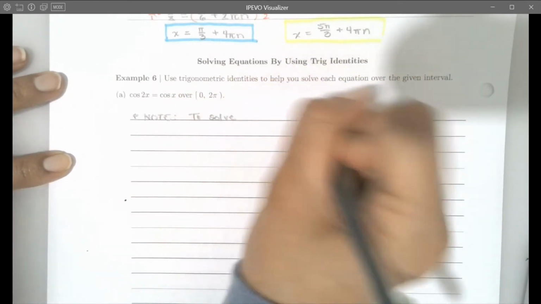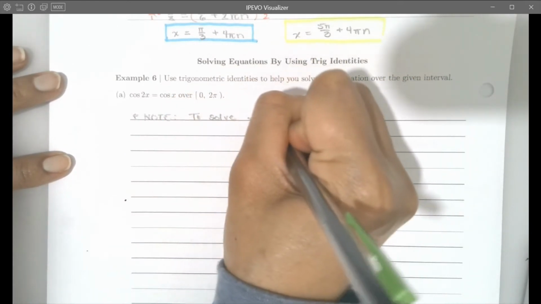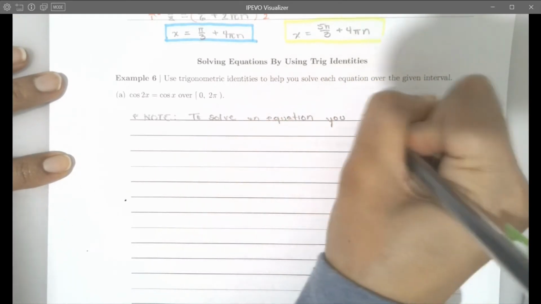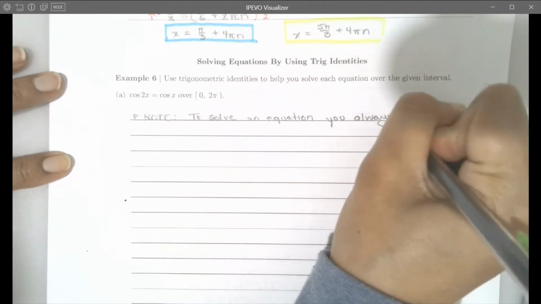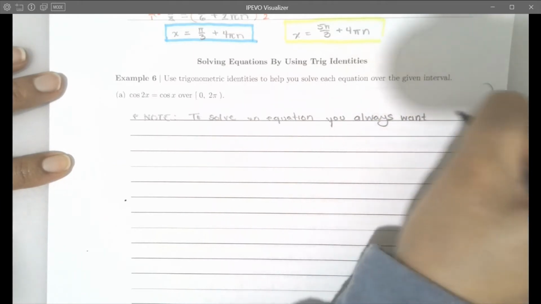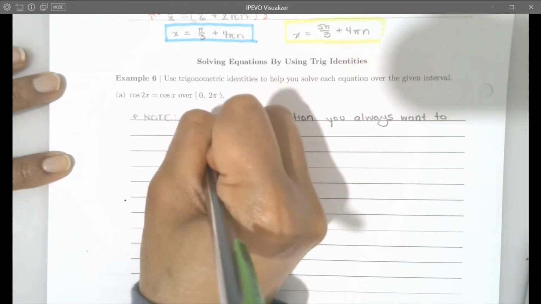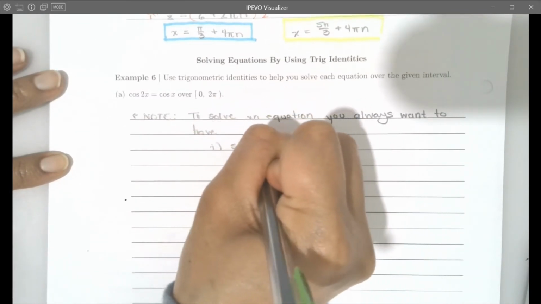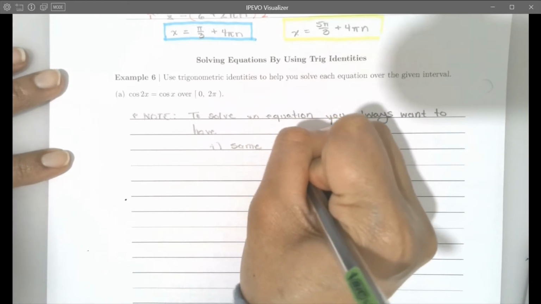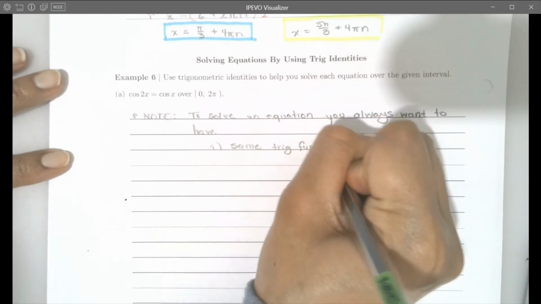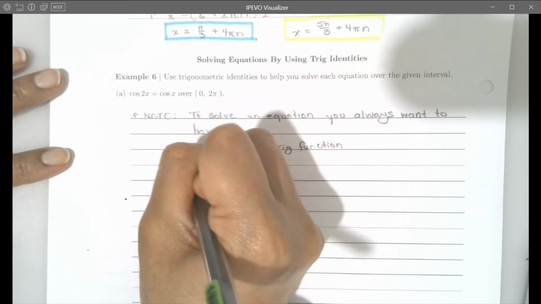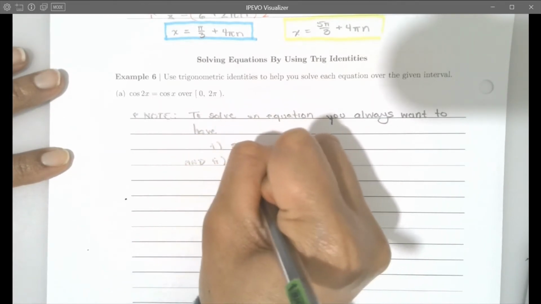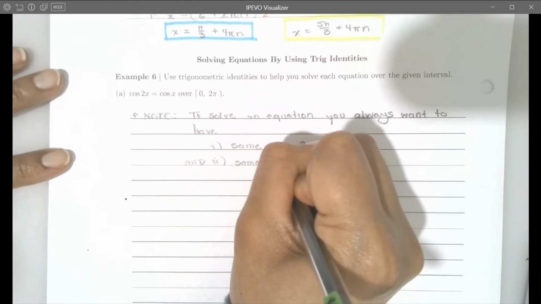To solve an equation, you always want to have one, the same trig function, and two, the same angle.